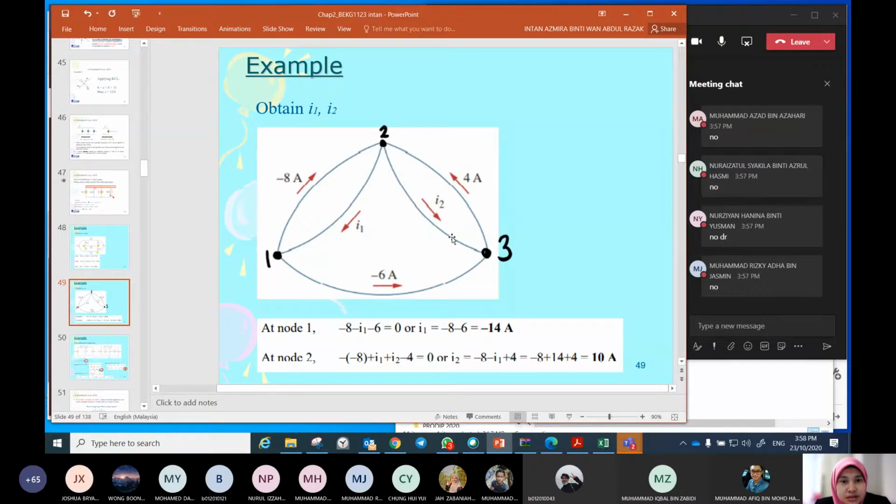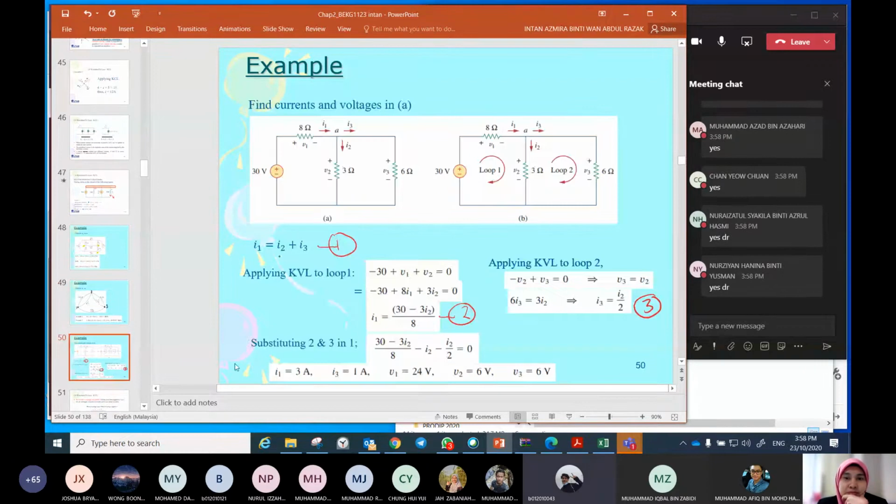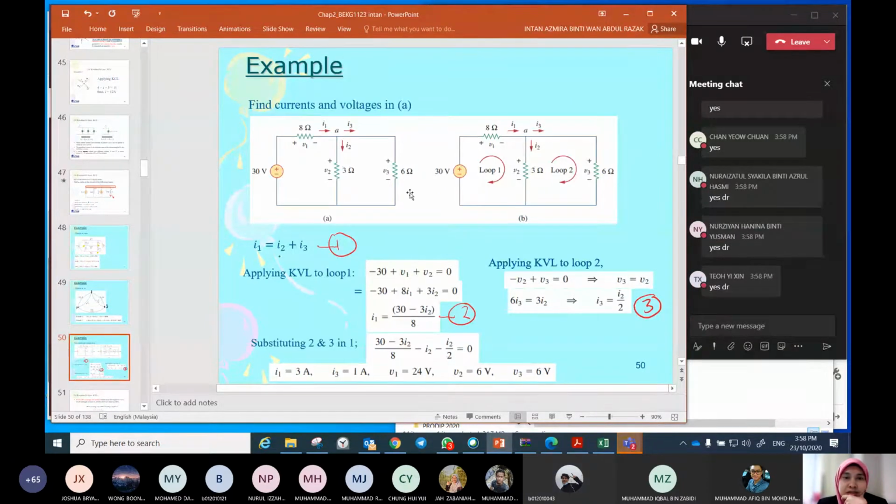Then we substitute I1 into this equation, and we get I2. That's all. Can I understand? Type yes here. Very basic. Yes. Okay. This is the next example.